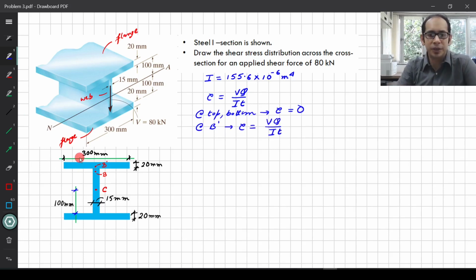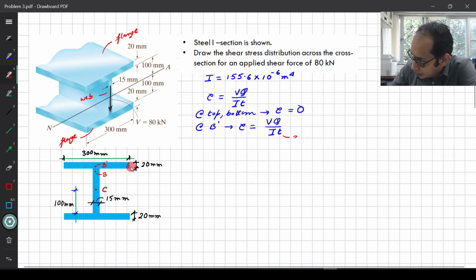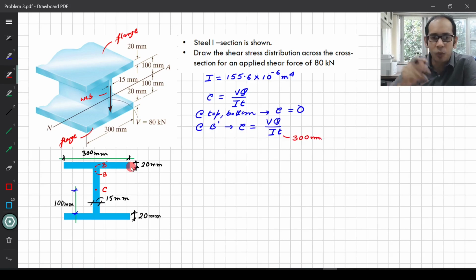Now in this expression, the V is already given, I is for that entire section which is over here, T is the thickness, the width. So at B prime, which is just above, you see the width of the section is 300 mm. So at B prime I can write that my T is 300 mm that you have over here.